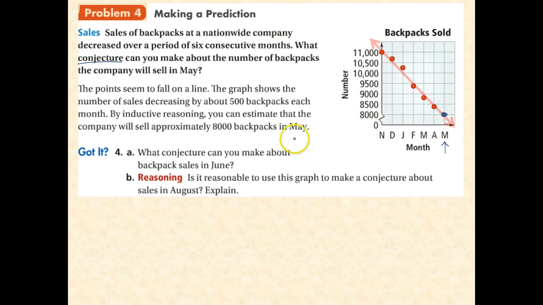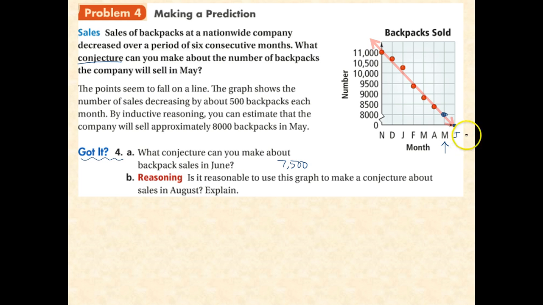So what do you think about this? Pause, and then we'll talk about it when you're ready. So, what conjecture would I make about June? Let's see, June would be about 500 less, and I would say probably about 7,500 backpacks. Now, is it reasonable to use this graph to make a conjecture about sales in August? So that would be 2 months down the road.